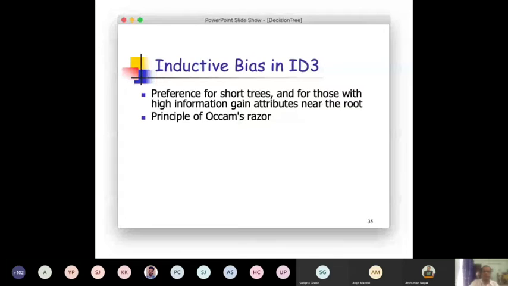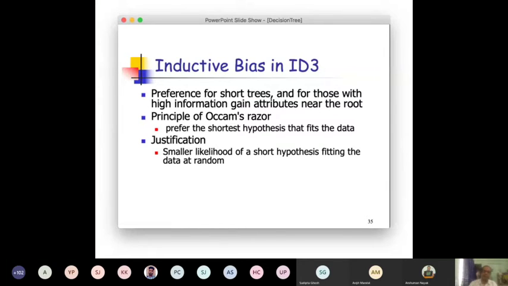This principle is also driven by a general scientific hypothesis, a general assumption in science called Occam's razor, which means you prefer the simpler explanation, or in this case, the shortest hypothesis that fits the data. The justification is that if you have a short hypothesis, there is less chance factor in that kind of hypothesis.